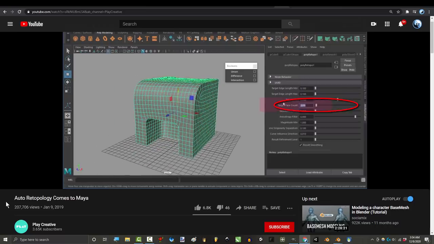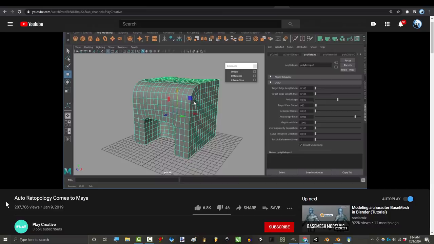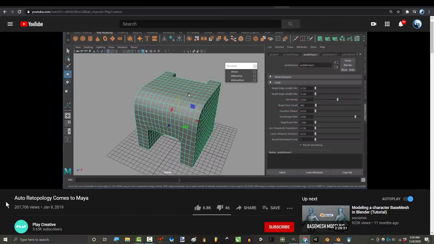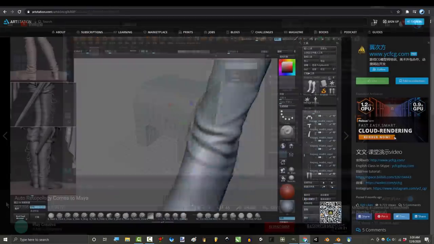Topology completed. Oh, is 2,000 faces too much for you? You wanted 960 instead? Sure thing. 960 faces, done. Oh, what's that? You changed your mind? You really only wanted 400 faces? Not a problem. Done. This is why you as the modeler should really just focus on the shape.